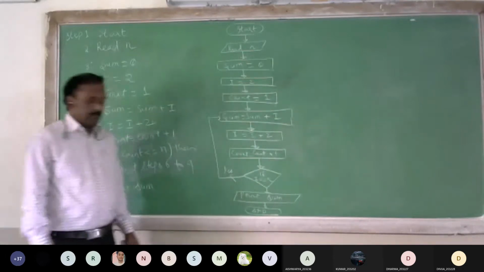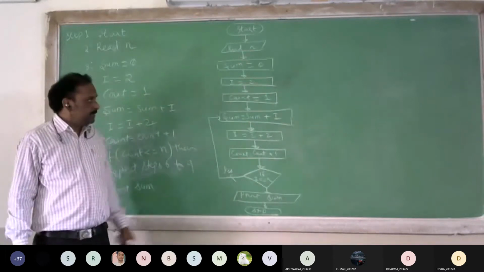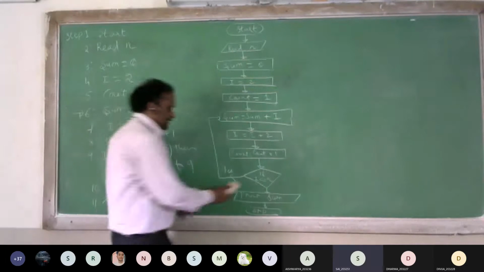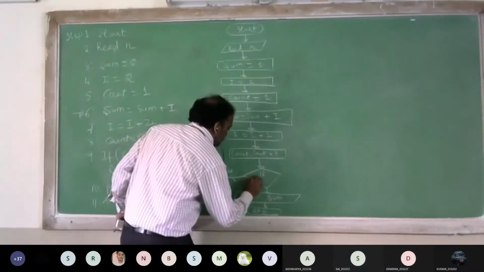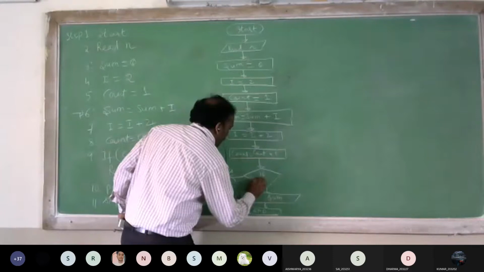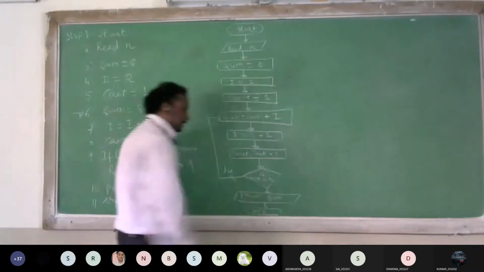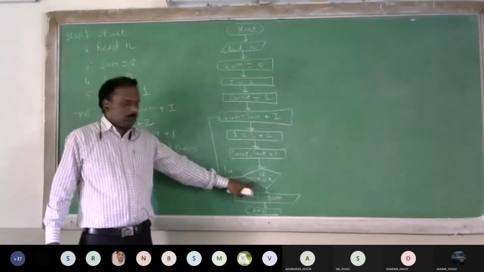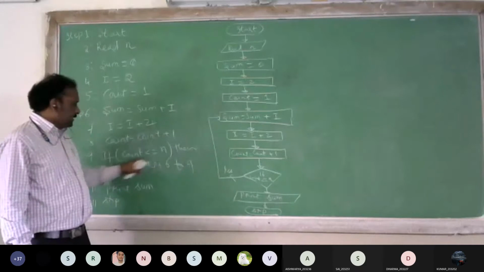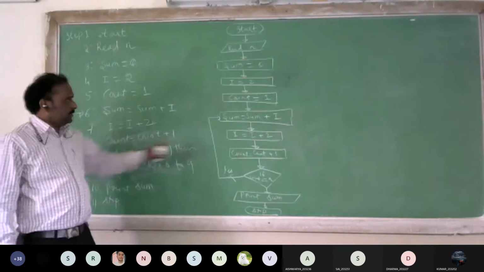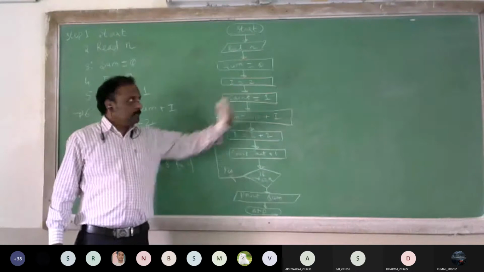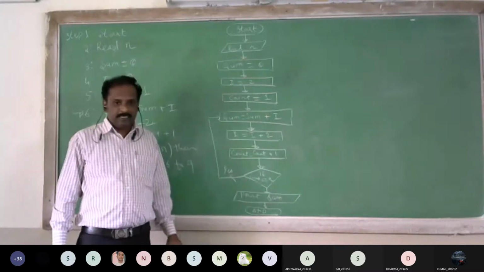Stop. Is count less than or equal to n? Yes. Count is less than or equal to n. How many numbers we are counting? That should be less than or equal to n. Now we have written the algorithm, we have written the flowchart. Now we need to test by using the tracing.